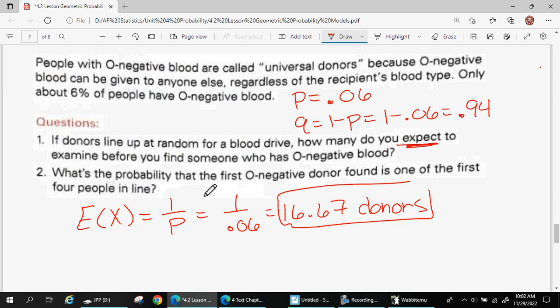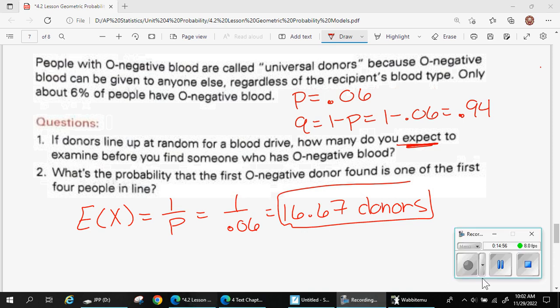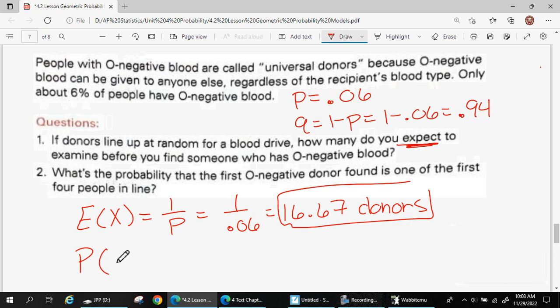And then we want to find out the probability that the first O-negative blood donor is found is one of the first 4 people. So this is a little different. We're not looking for our first success to be the exact 4th person, but what if it is one of them? So when we write this out, we want to know the probability that our random variable is less than or equal to 4. So we want to know the probability that our first success is less than or equal to our fourth blood donor.